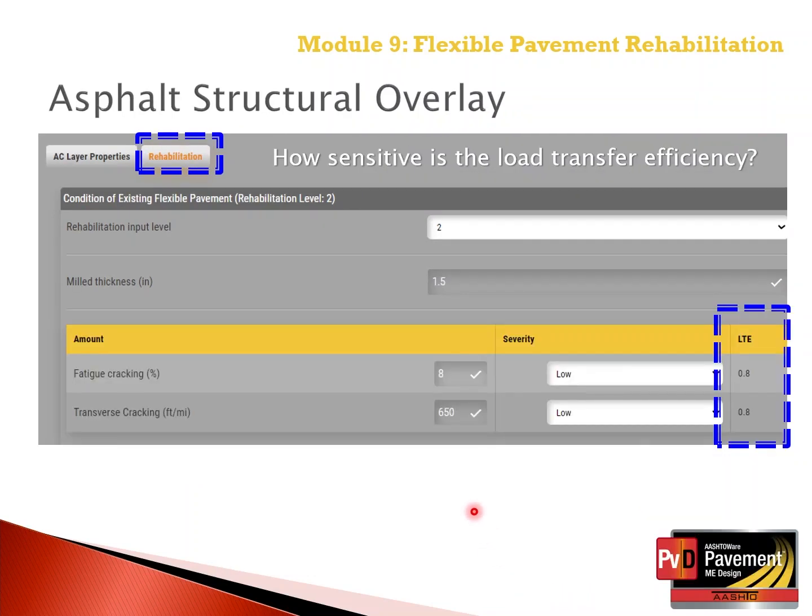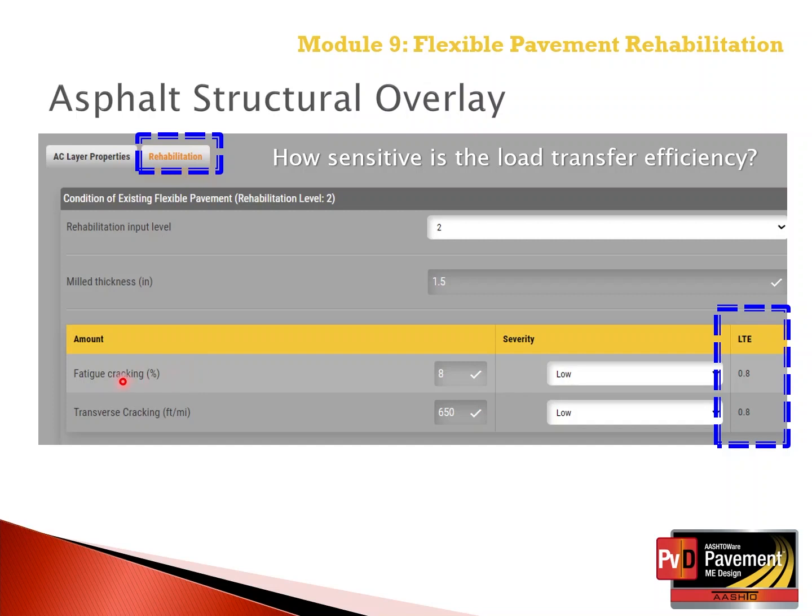The other item to be entered, which we have mentioned previously, is load transfer efficiency. This is under the rehabilitation tab of the design features or design properties. So the load transfer efficiency can be measured for transverse cracks, but not for fatigue cracks. For fatigue cracks, it is estimated through the global calibration process or through a local calibration process.